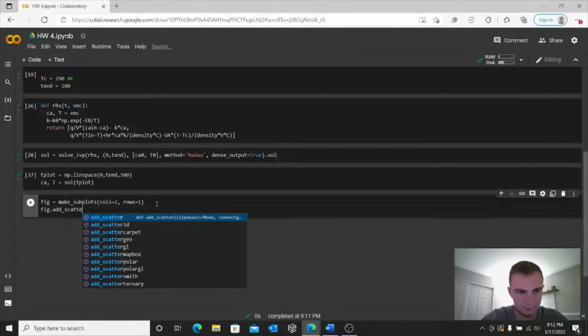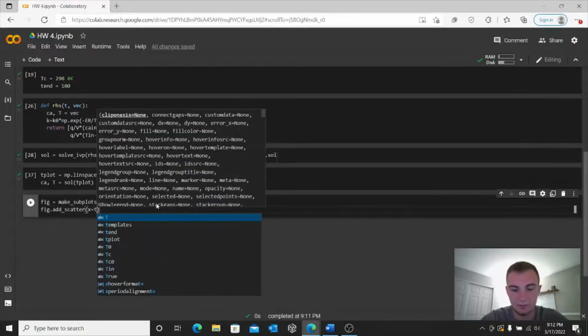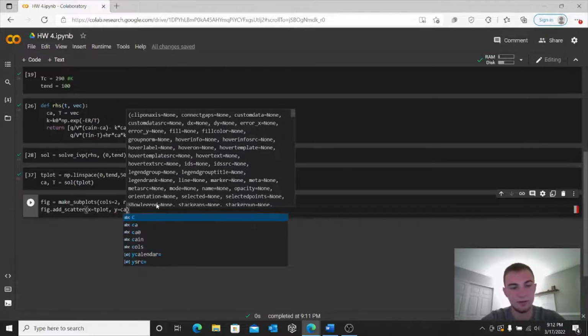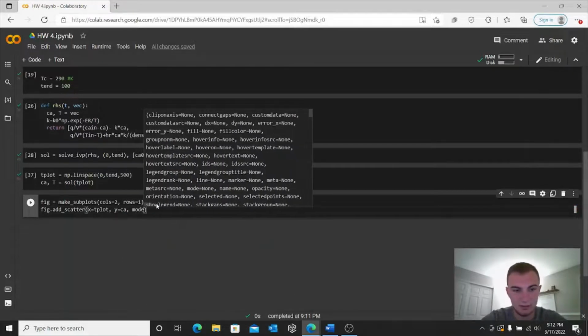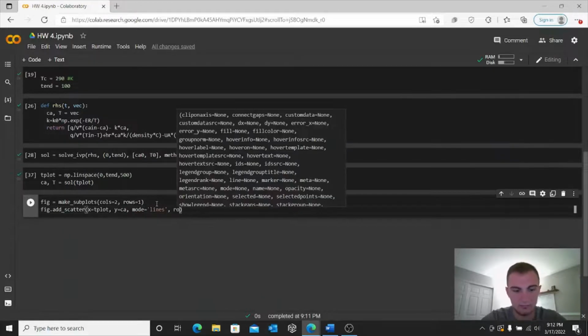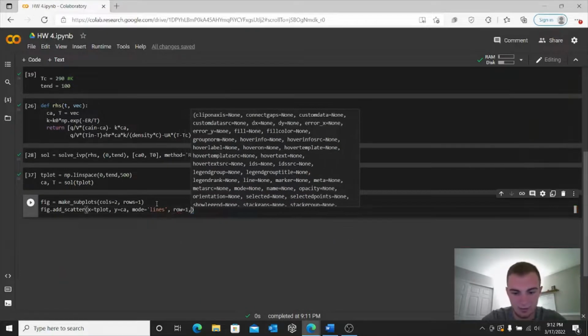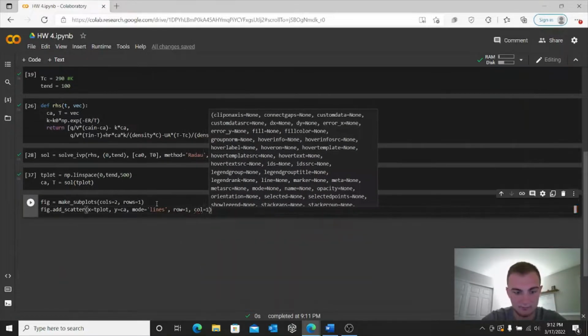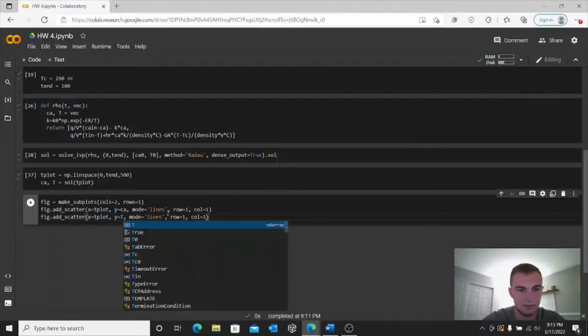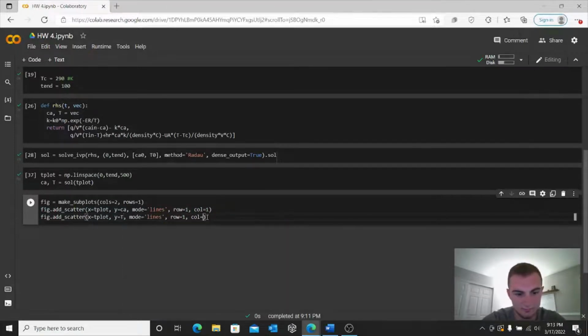underscore scatter, our x values here will be our tplot dummy variable. Our y values here will first be the concentration of A. The mode here will be equal to lines, and we'll set this to be the first row and the first column. Okay, and I'm going to go ahead and just copy this down because all we need to change is to make our y value the temperature of our contents and set this to the second column.